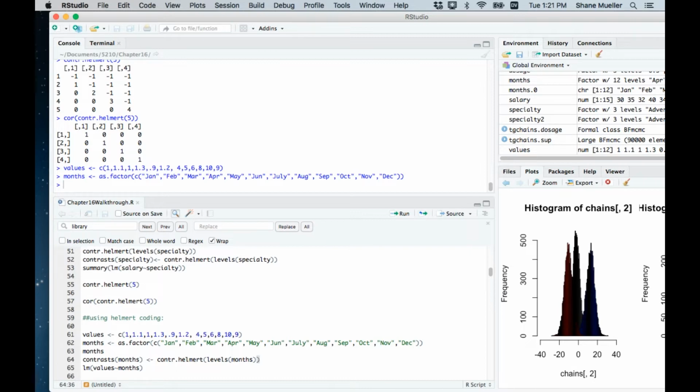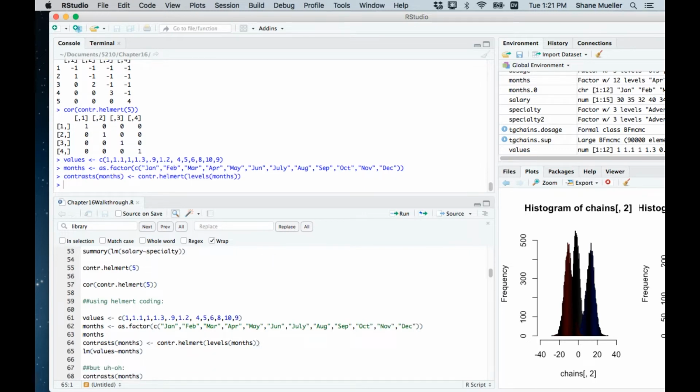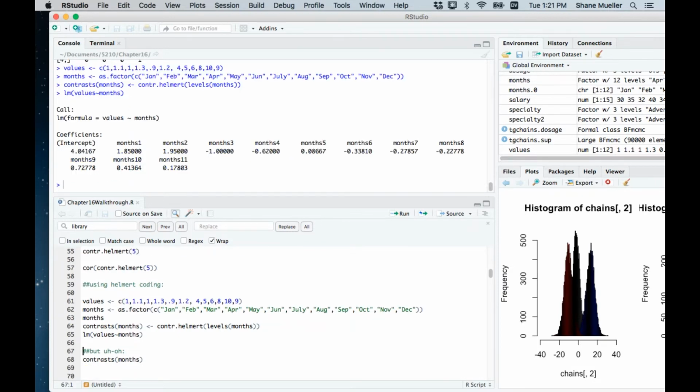So if I do contrast.helmert for the levels of months, and set that equal to months, I can do a regression of value by months. But now, well, first of all, again, this is the average overall, 4.04. But now months should be the difference between month 1 and month 2, or some sort of half of the difference between month 1 and month 2, and that doesn't seem right because month 1 and month 2 were very small. Something's wrong here. And it's hard to see because it renames all your factors. Well, let's look at what happened.